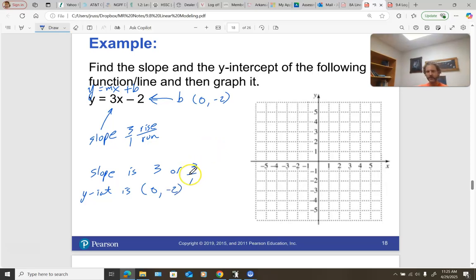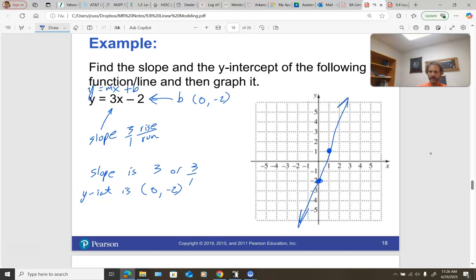Okay. So to actually graph this, you're going to plot your y-intercept first. You're going to put a point at negative 2 on the y-axis, because that's your initial value. And then you're going to use the slope, rise over 1, to tell you where to go from your initial point. So you're going to rise 3 and you're going to run 1. So if I go up 3, right here, and if I run to the right 1, I end up with this point right here. Okay. That is my line.